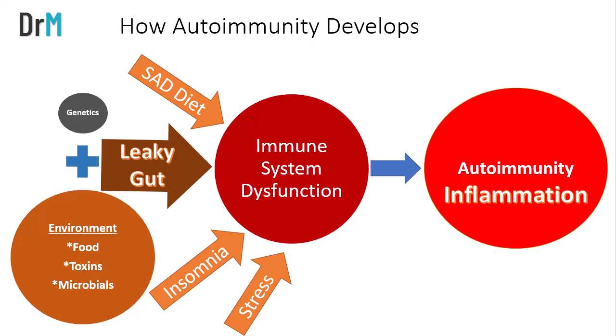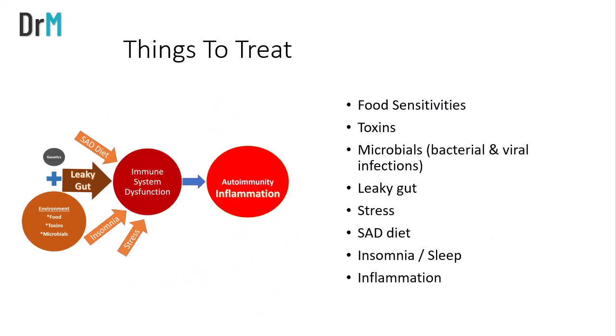Part and parcel with autoimmune conditions is chronic inflammation. So we take all of the factors that contribute to immune system dysregulation, and we make a list, and here's our list, and then we add inflammation on the end because we want to treat inflammation as well. So these are all of the factors that need to be addressed when we're trying to rebalance the immune system and get it to stop attacking our own cells, tissues and organs.